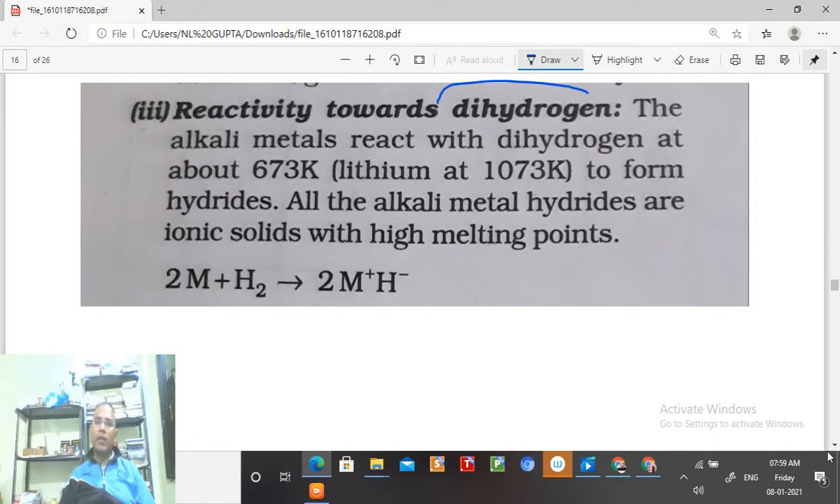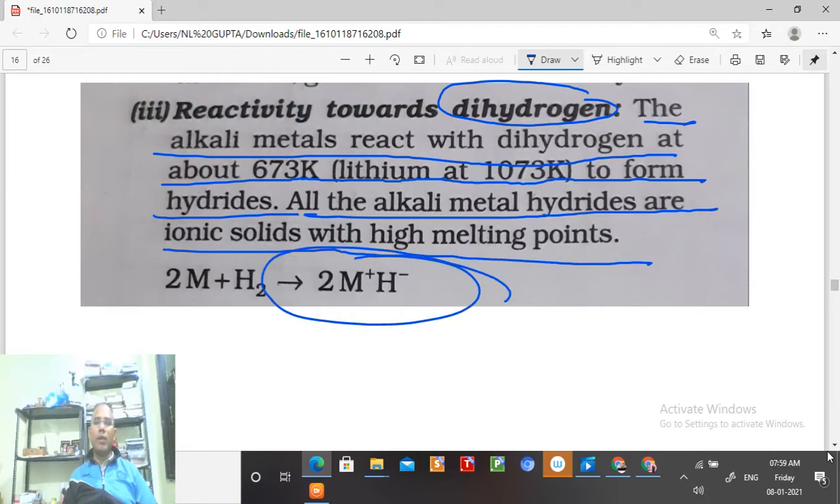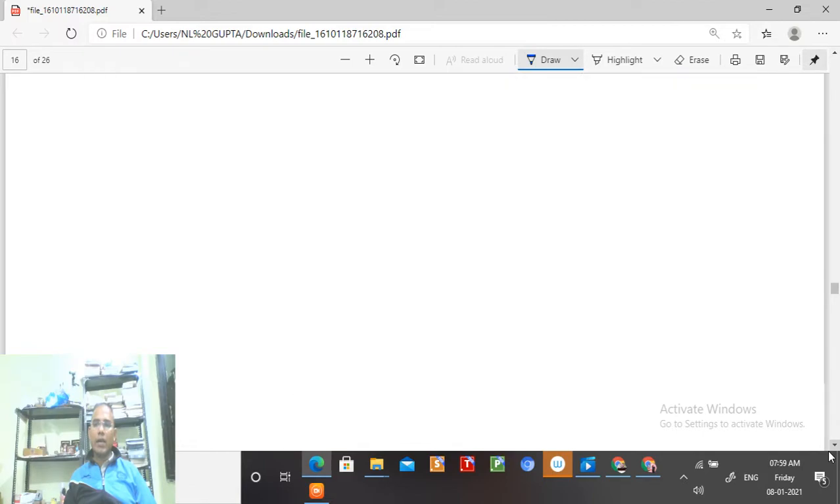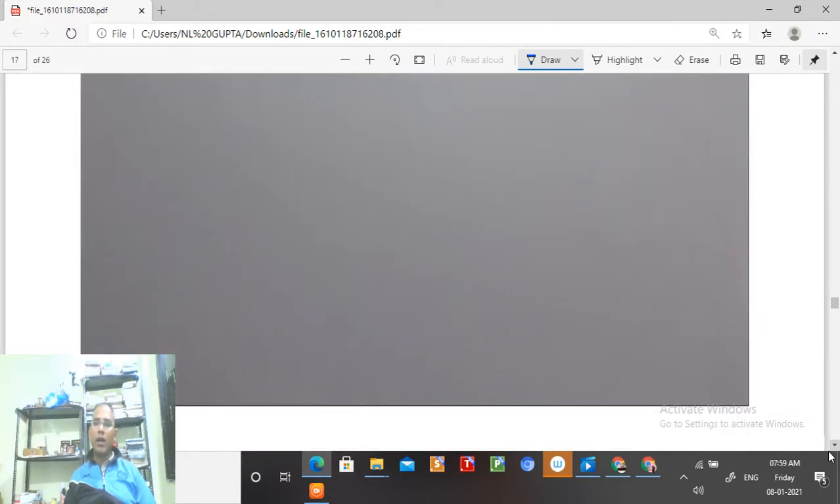Reactivity towards dihydrogen. The alkali metals react with dihydrogen at about 673 Kelvin, lithium at 1073 Kelvin, to form hydrides. All the alkali metal hydrides are ionic solids with high melting points. The metal reacts with hydrogen to form the metal hydride, an ionic hydride, and so their melting points are very high, student.